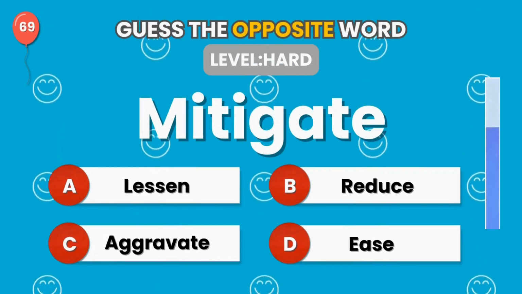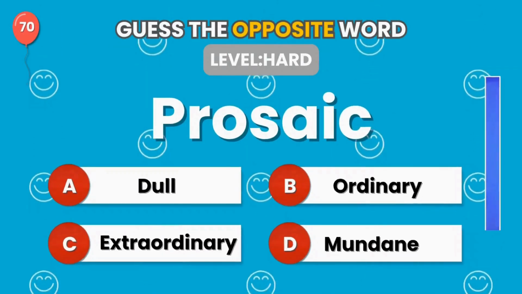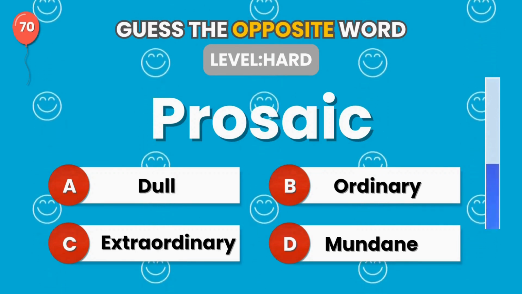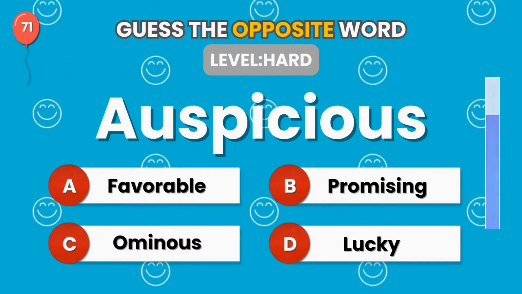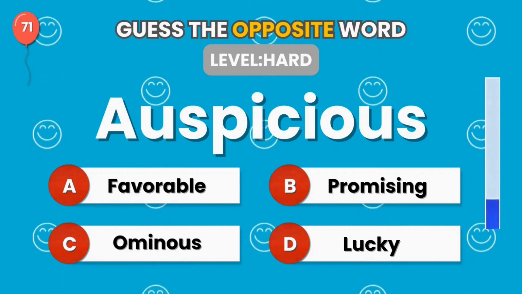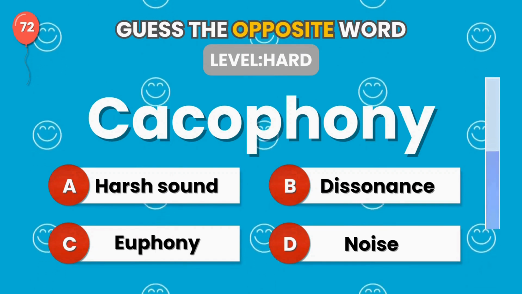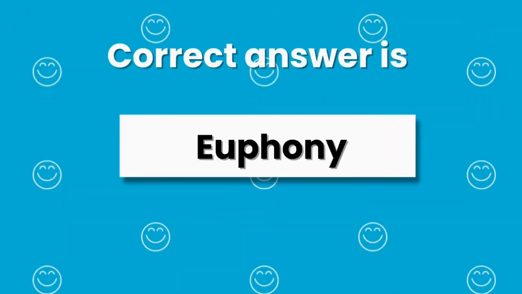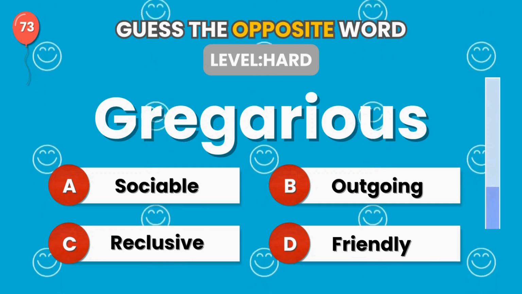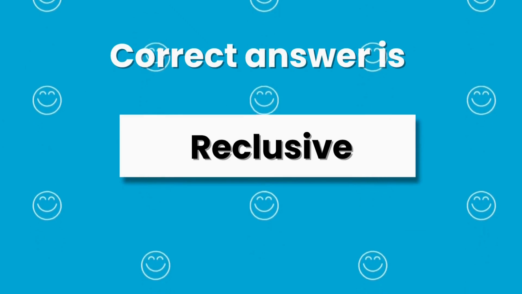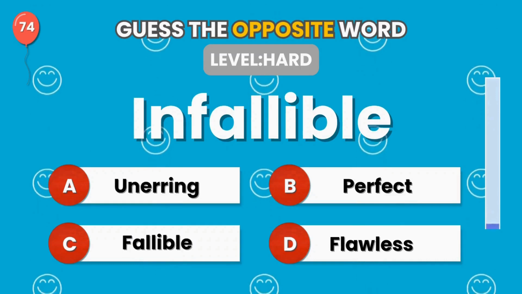Opposite word for mitigate? Aggravate. Opposite word for prosaic? Extraordinary. Opposite of auspicious? Ominous. Opposite word for cacophony? Euphony. Opposite of gregarious? Reclusive. Opposite word for infallible? Fallible.